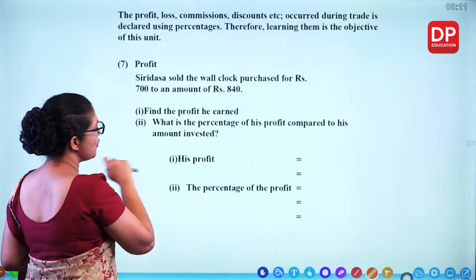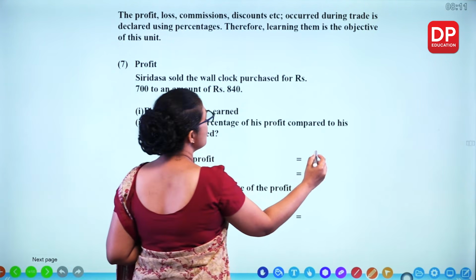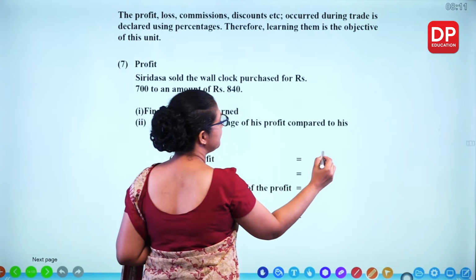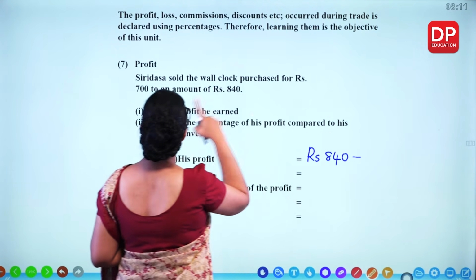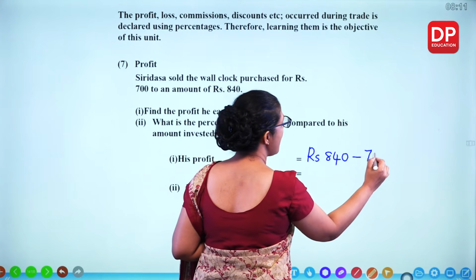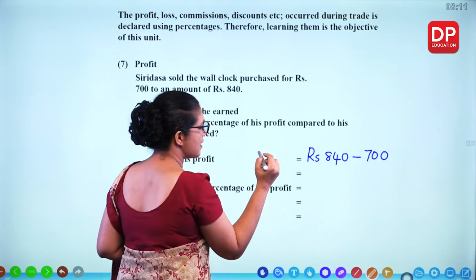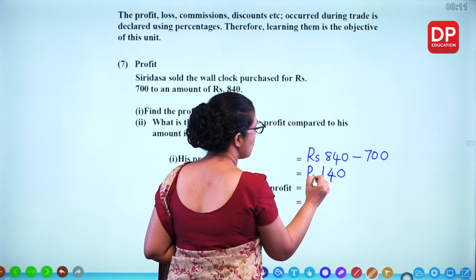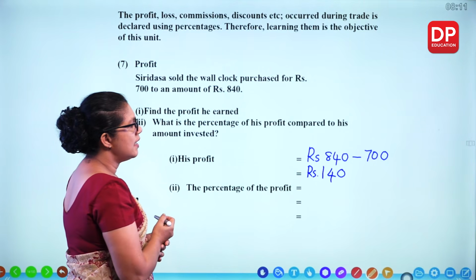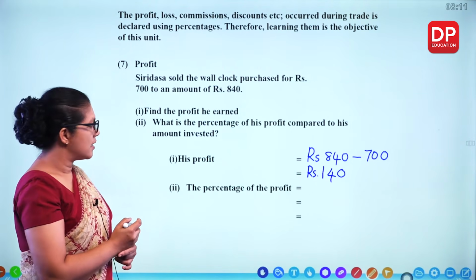So, how we find out the profit? You take the selling price and subtract the buying price. So, 840 minus 700. So, what's the value? 0, 4 and then 1. So, 140 is the profit.